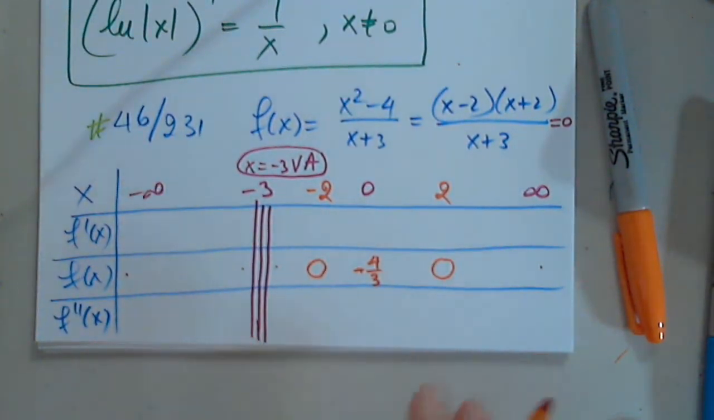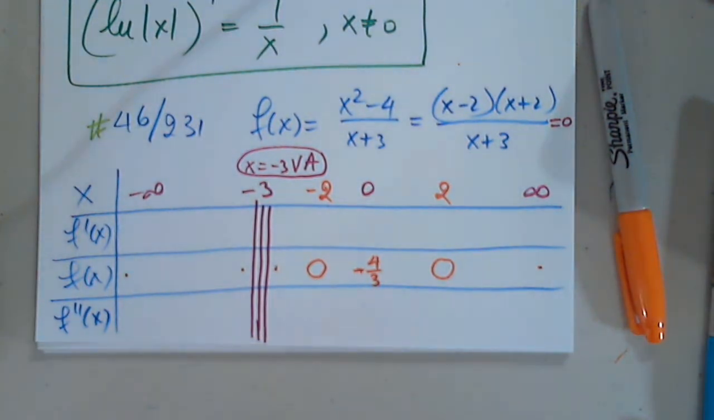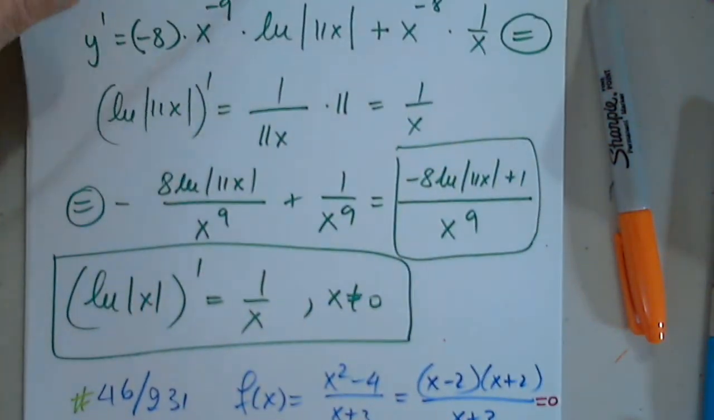So I'm almost finished with the function. I need this, this, this, and this, and the slant asymptote. And then I'll move on to the first and the second derivatives, and finish. After that, when I put everything together, I will be able to graph it.